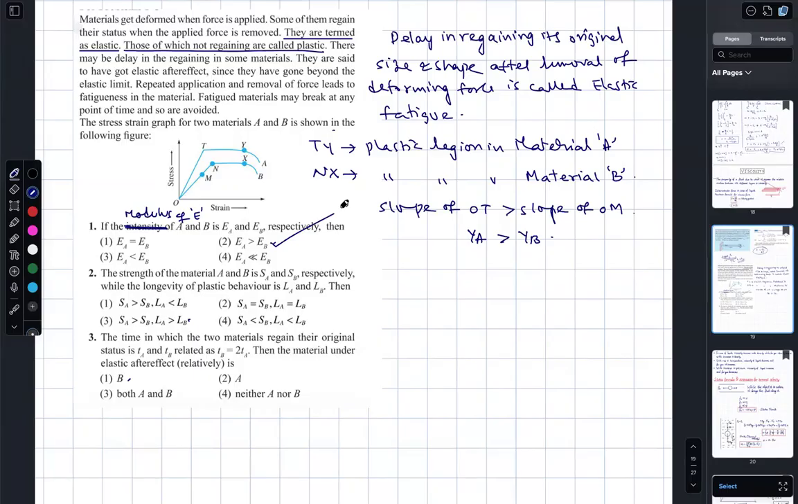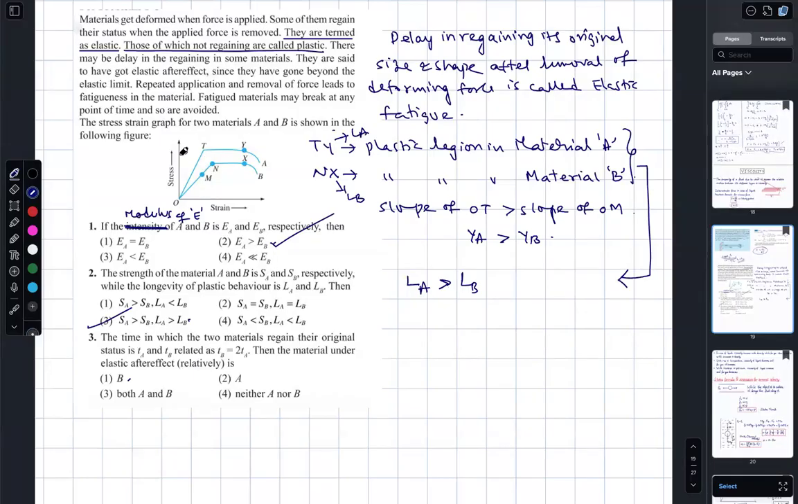The strength of material of A and B is SA and SB respectively, while the longevity of, obviously I can say very clearly from this, longevity of A is greater than longevity of B. Very clear, because we know from the graph, this is corresponding to LA and this is corresponding to LB. The length of LA is more than the length of LB. Right? LA greater than LB. Only one option is available.